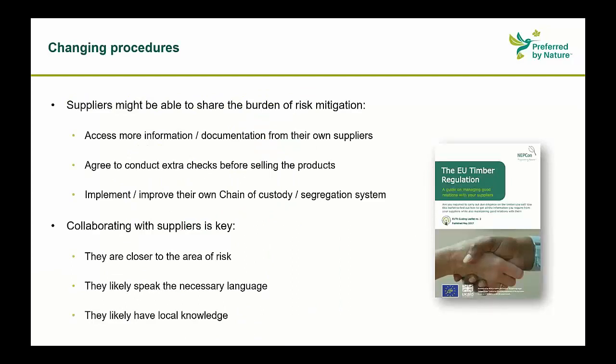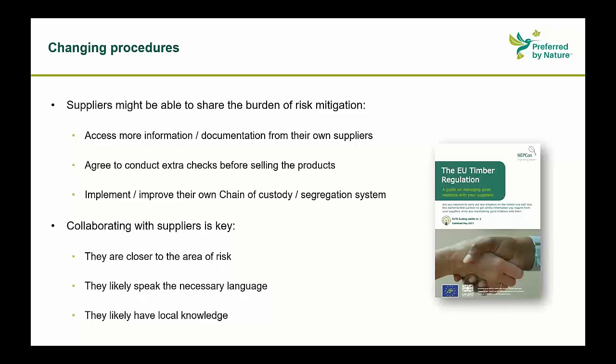So, changing procedures. There's opportunity to share the work with suppliers, and there's a number of things that they can do before selling the product to you. Having procedures in place with your suppliers, they provide you with certain documentation and they collect that information through their own business processes. They may agree to do certain checks before shipping, and they may even be able to improve or implement their own chain of custody or segregation system, which gives you a lot more confidence in the risks relating to mixing.